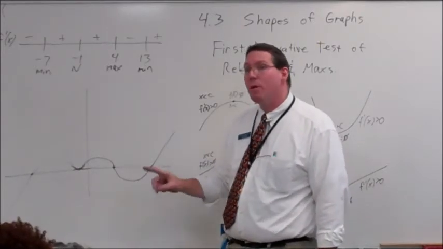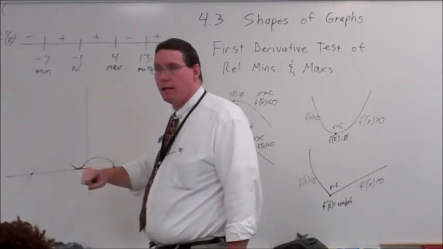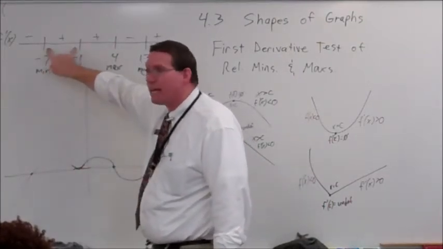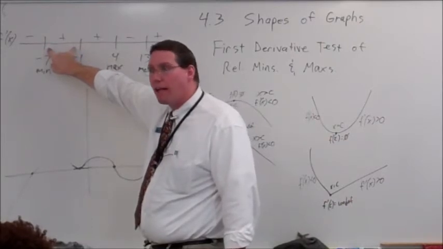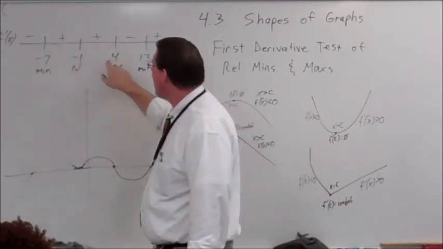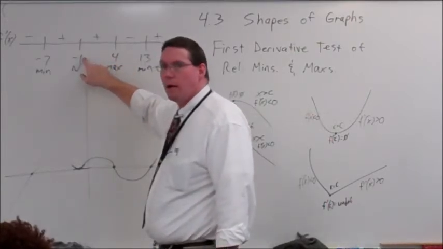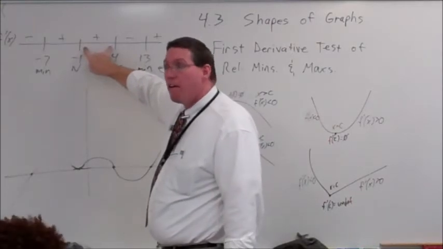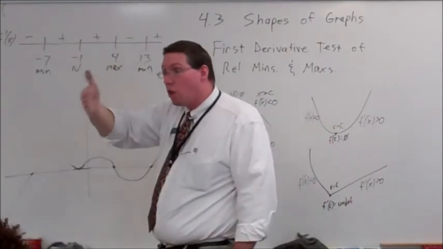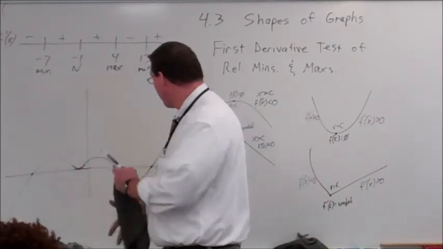But can we say that -7 is lower than -1? Yes, because what's happening between -7 and -1? Positive slope. The values are getting larger. Can we say that 4 is at a smaller value than -1? No. Look, what's happening between -1 and 4? Values are getting larger. That's right. Positive slope.